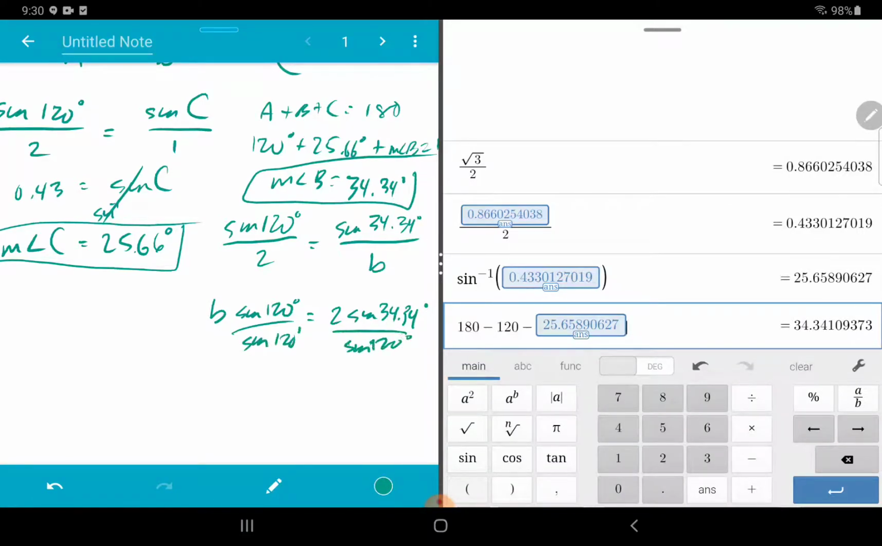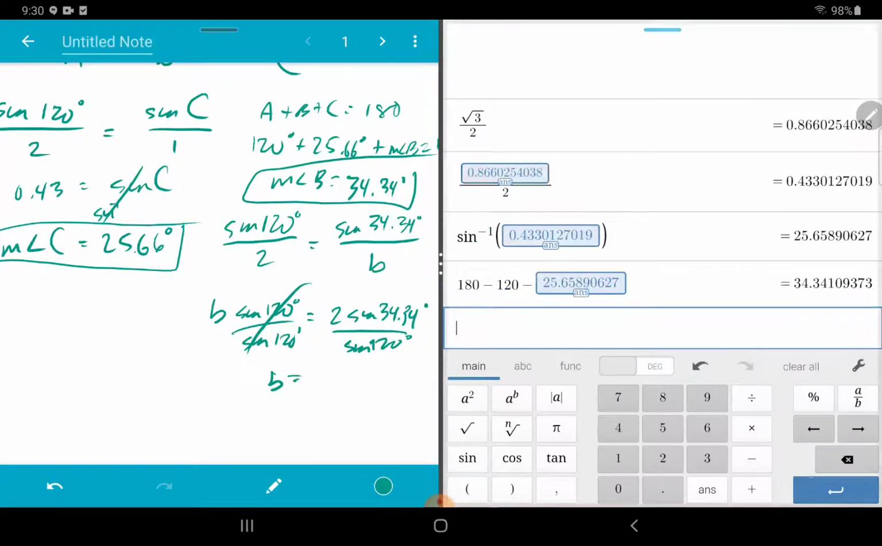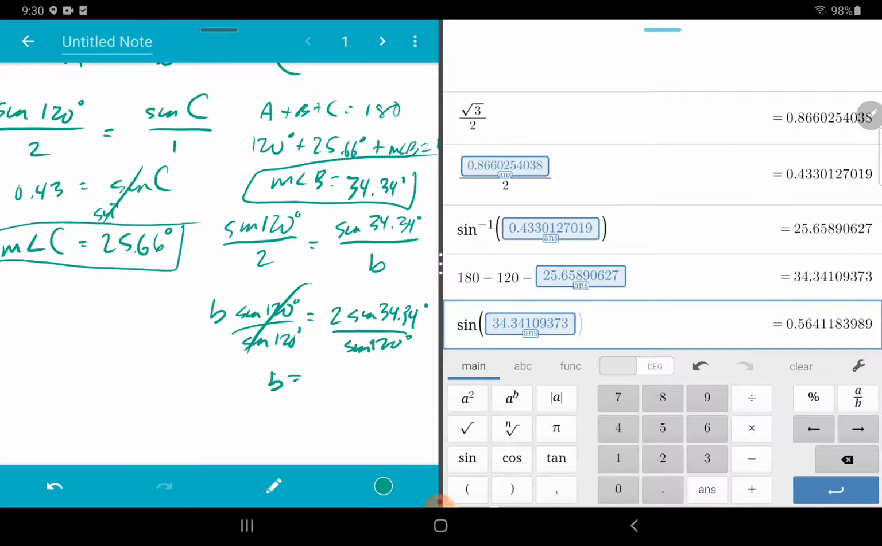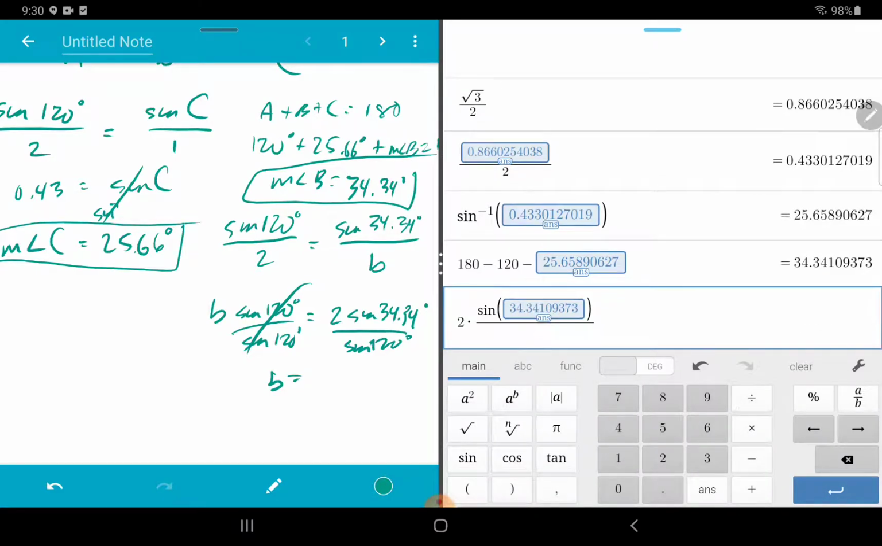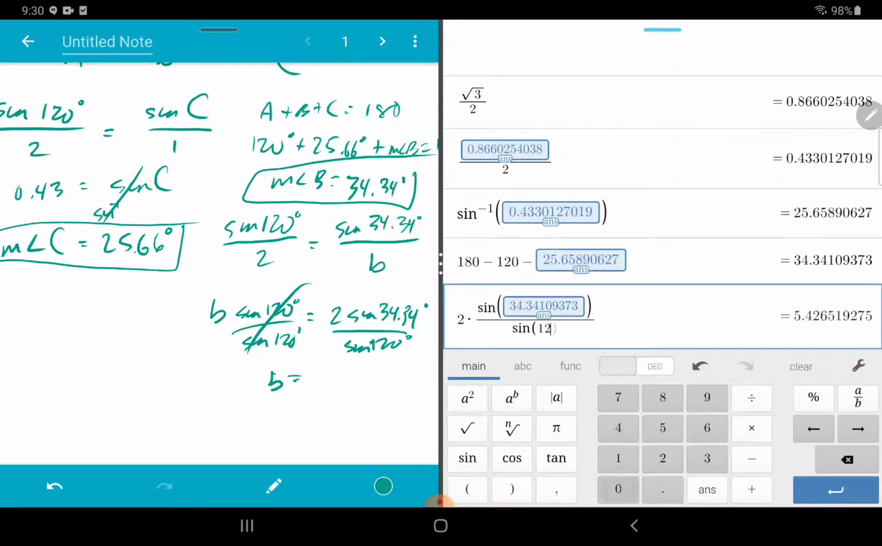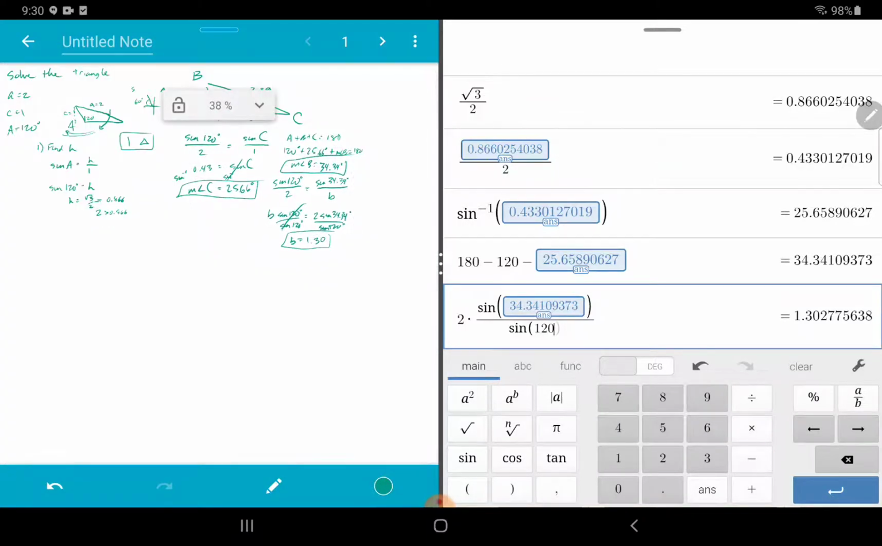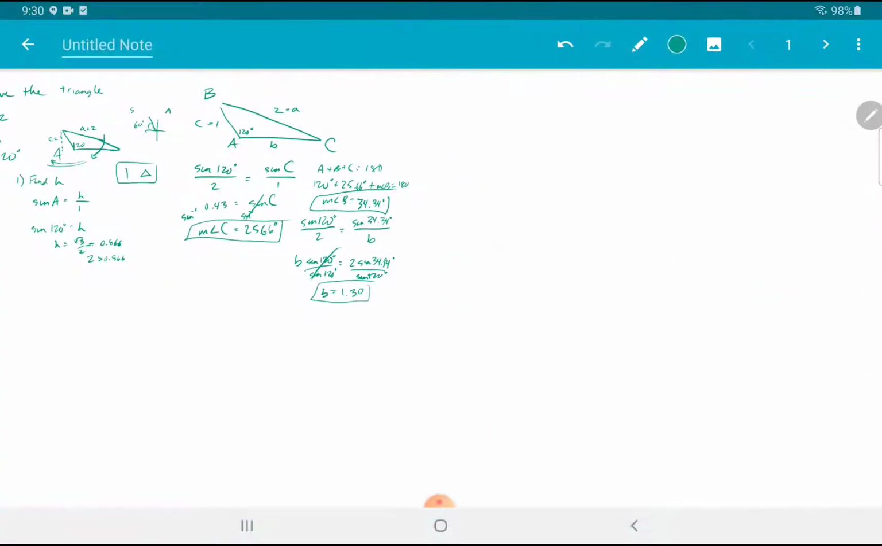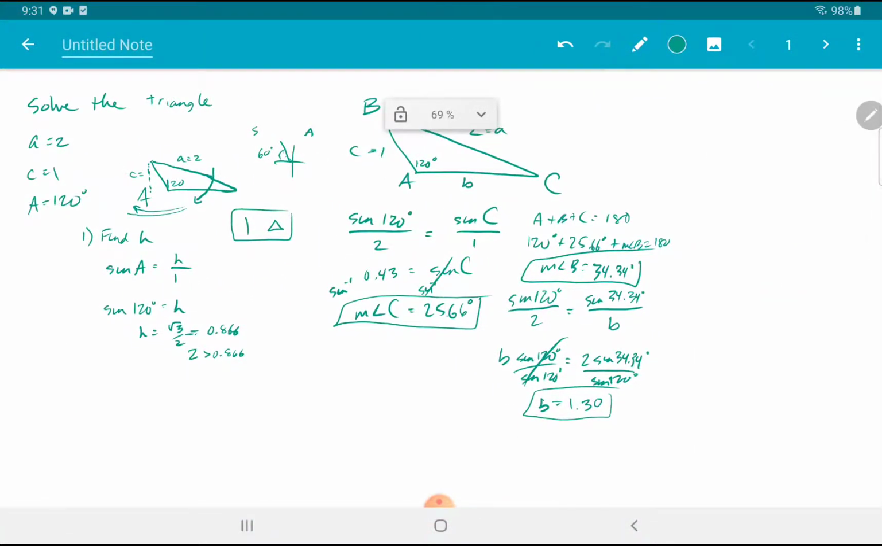So I'm just going to go ahead and enter this in my calculator right now. We already have the 34.34. We're going to take the sine of this value, multiply it by 2, and then divide everything by sine of 120. So we get a B value of 1.30 basically. Okay? So there's our 3 parts of this triangle here. There we go. Okay. Let's go on to the next example.